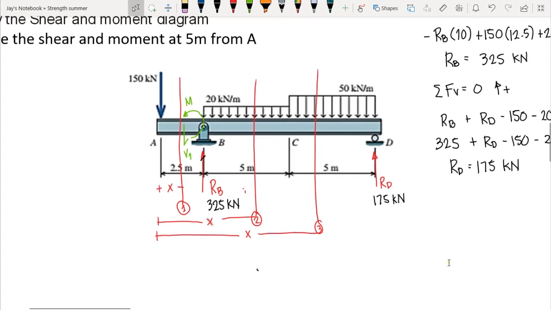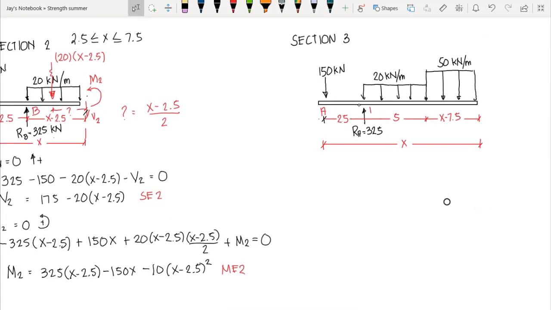Okay? Now, by cutting at section 3, we have our 150 kilonewton concentrated load included. We could also have the entire 20 kilonewton per meter load included as well. And we have the reaction also included, and a portion of the 50 kilonewton per meter is included, since we cut in between this load, 50 kilonewton per meter. And then we have here our section 3, okay? That is, we have 150 kilonewton, 20 kilonewton per meter, and 50 kilonewton per meter.